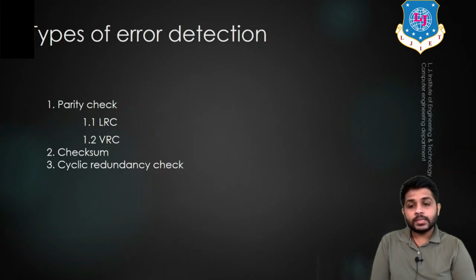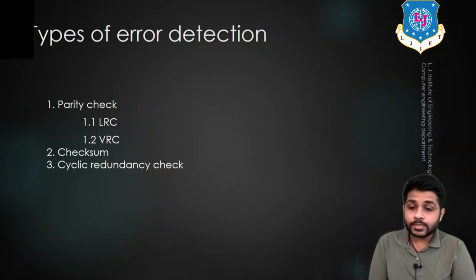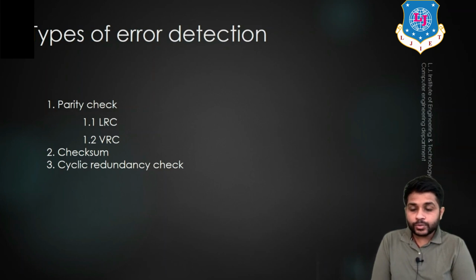Now let's see the types of error detection methods. Generally, error detection is divided into three types: the parity check, the checksum, and the cyclic redundancy check. The parity check is further divided into two types: the longitudinal redundancy check, or LRC, and the vertical redundancy check, that is VRC. Now let's see these methods one by one.